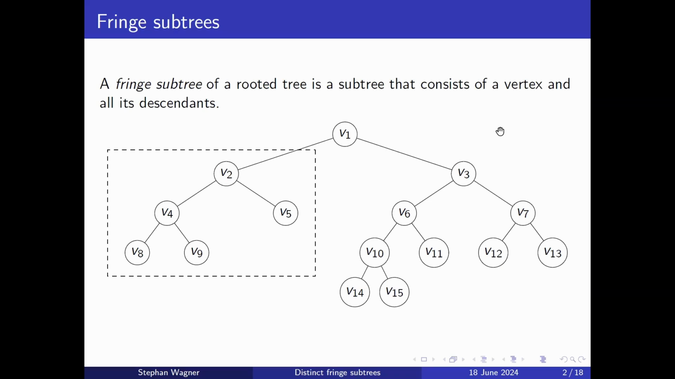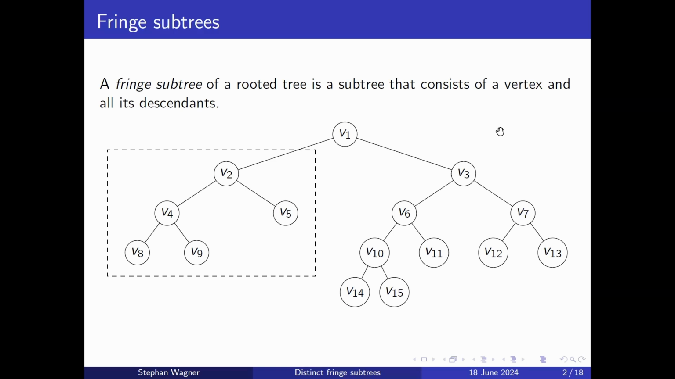Good. Anyway, I think yesterday we learned what a fringe subtree is, but in case anybody forgot or came late, a fringe subtree is a subtree of a tree that consists of any of the vertices and everything that's below it. So in my example, the fringe subtree associated with vertex V2 is indicated by a rectangle. It contains V2 and all its children and also grandchildren.